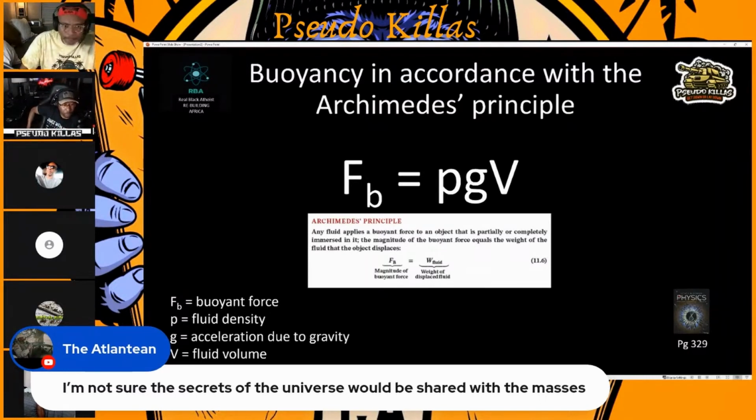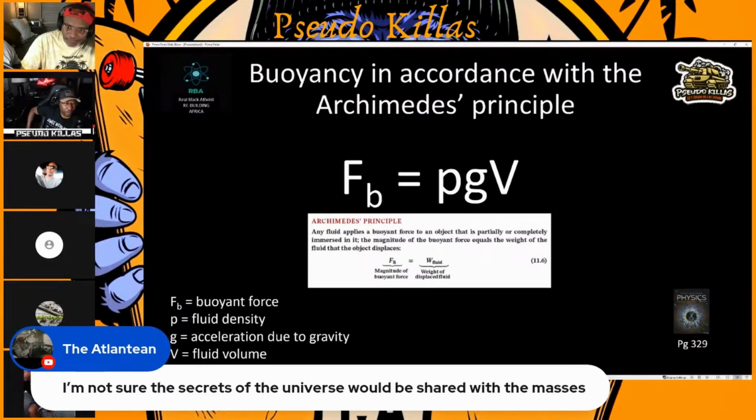So the magnitude of the buoyant force is equal to P, the fluid's density, times g, that's the gravitational acceleration due to gravity. Remember that little g? Times V, which is the volume of the fluid that was displaced by the object that you submerged in the water or the fluid.